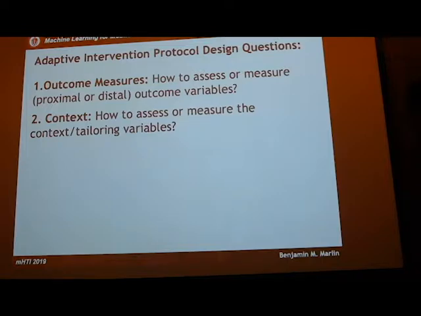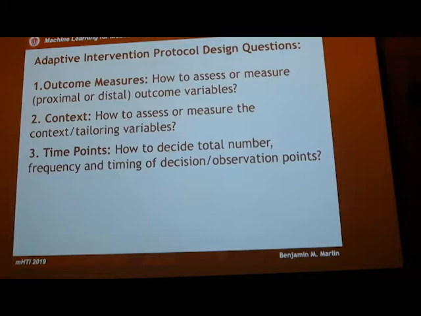So what are the context variables that we're interested in, and then how do we assess or measure those? And again, we can think about the use of sensing, we can think about the use of self-report, lab tests. There are a variety of methods that we might use to go about measuring these context variables. There's a question of time points.